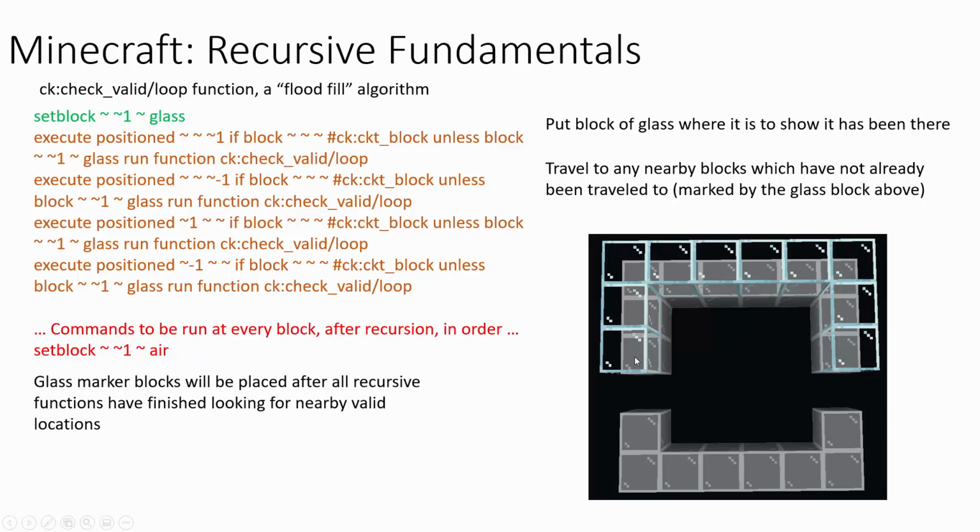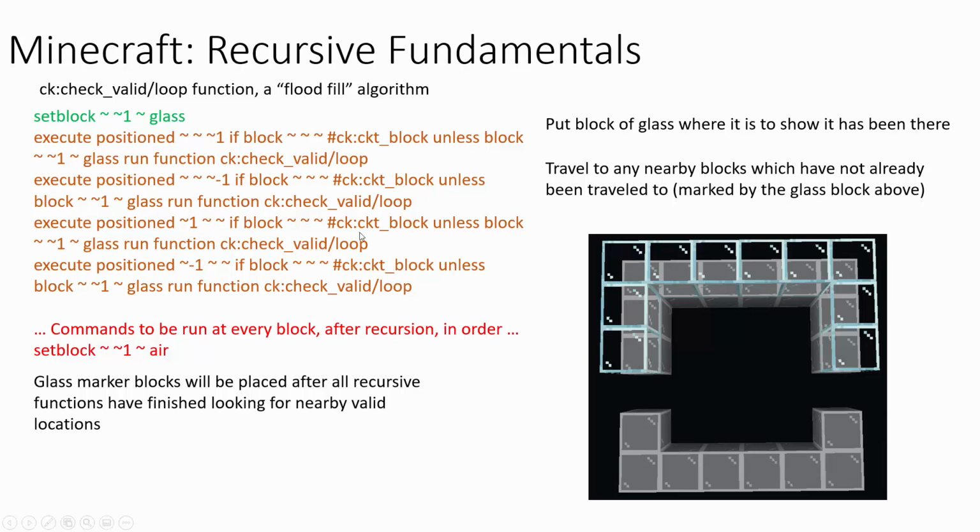So let's say we start here. We put glass up there. Then we look in four directions around me: positive x, positive z, negative x, negative z, and see if there is a circuit block there. A circuit block would be any of these stained glass. So if we're here, we look forward, and yes, there is a stained glass. So since there is, we check if there is a glass above it. In the first iteration there wouldn't be a glass above it, so we run the function on ourselves again. Then we would be there, place the glass and move on.